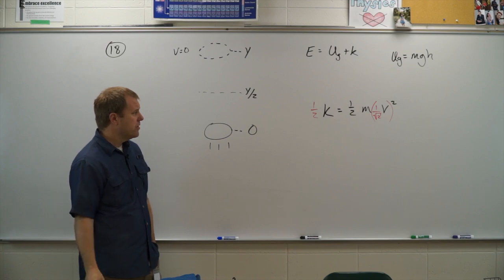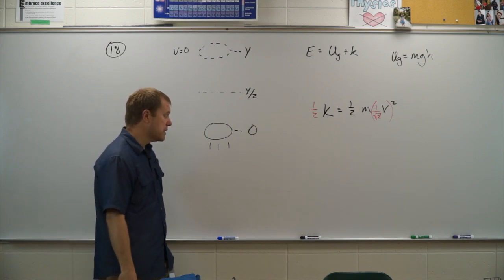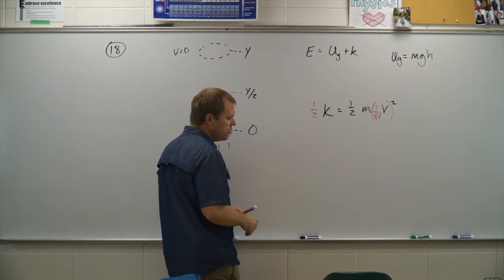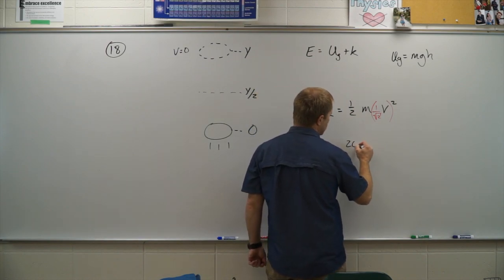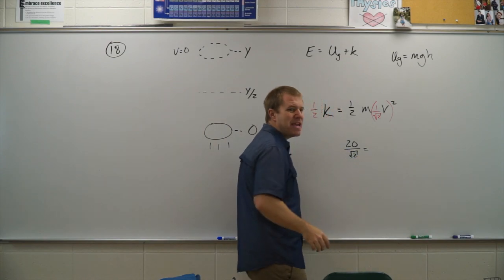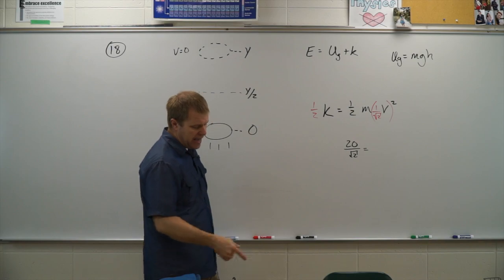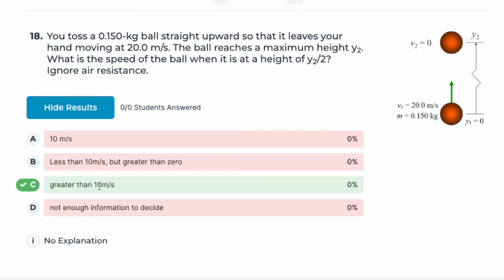Or if you're one of those math people, the square root of 2 over 2 works as well. So I have 1 over the square root of 2. So all I need to do is just take my number, the 20, divided by the square root of 2 to find my speed. The correct answer here is greater than 10, and that's C. There you go. Correct, it is greater than 10.